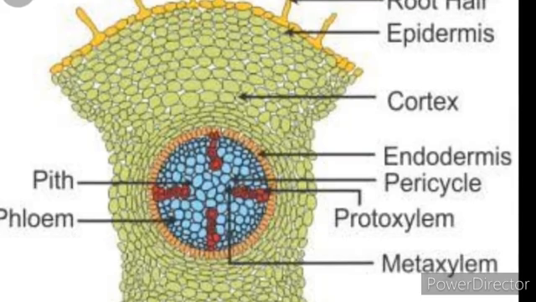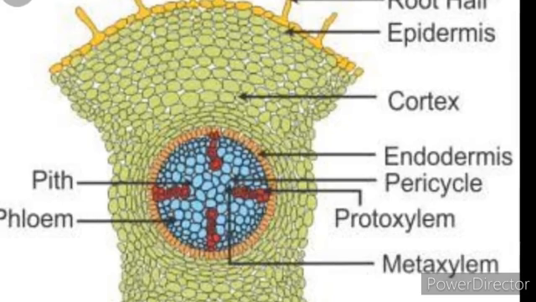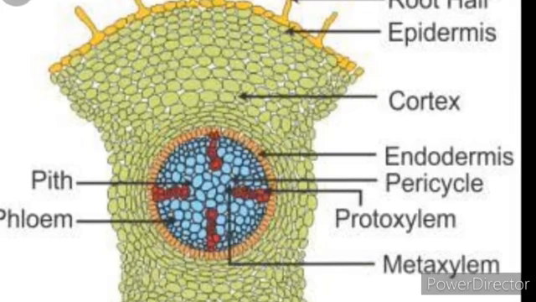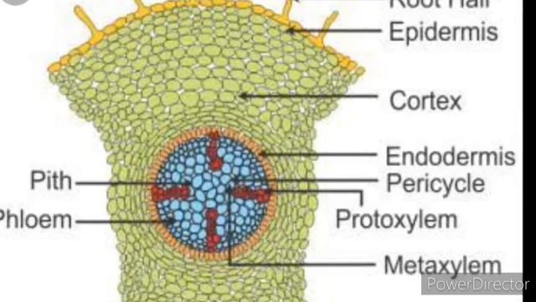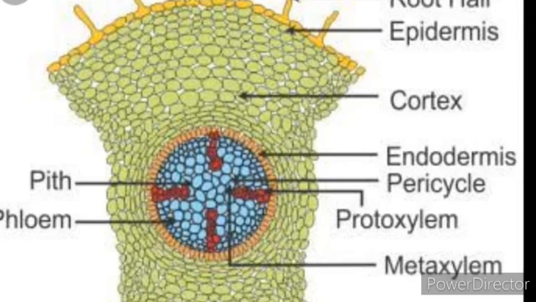The Casparian strips, passing from each cell to cell in one layer, are nothing but deposition of water impermeable waxy material, suberin, in the form of strips. Now after crossing the epidermis, which is the outermost layer having the unicellular root hairs, coming to the endodermis, then coming to the stele, which is present inside the endodermis. All the tissues on the inner side of the endodermis constitute the stele.